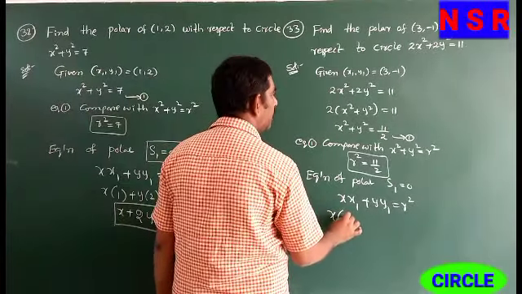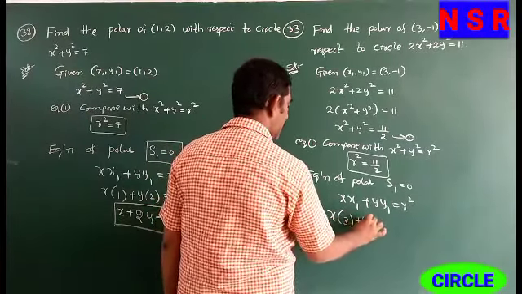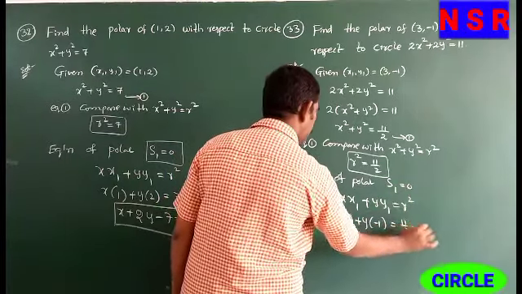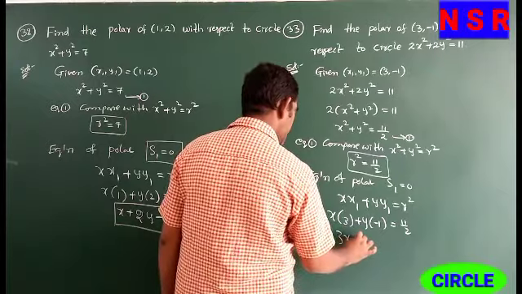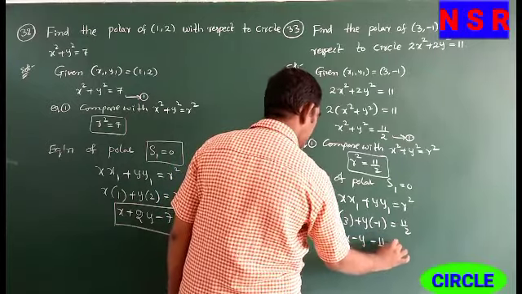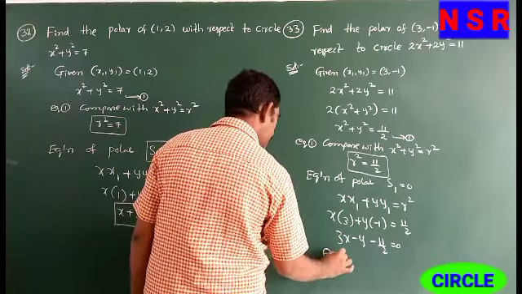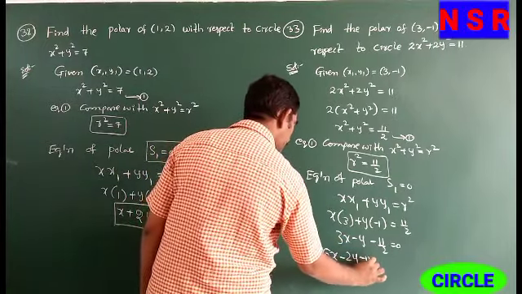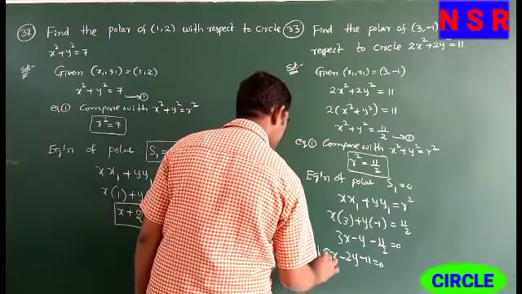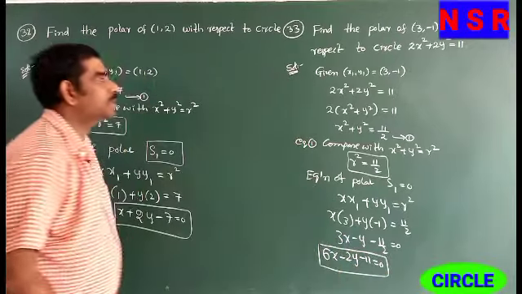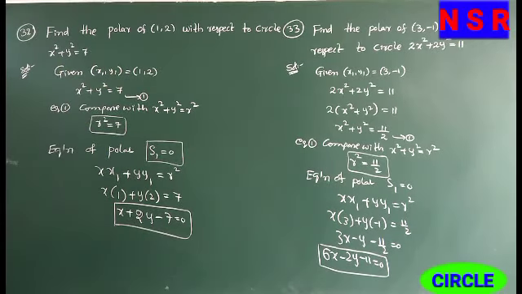So x into x1 value 3 plus y into y1 value minus 1 equal to r square, 11 by 2. So 3x minus y minus 11 by 2 equal to 0. So here LCM is 2, so multiply by 2: 2 into 3 is 6x minus 2y minus 11 equal to 0. So the whole by 2, so 2 into 0 becomes 0. So equation of polar is 6x minus 2y minus 11 equal to 0.